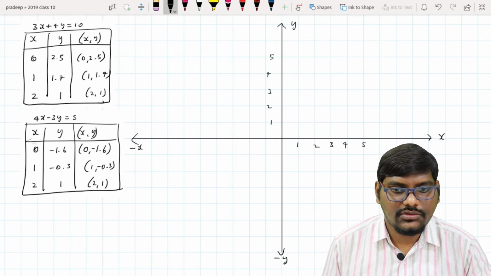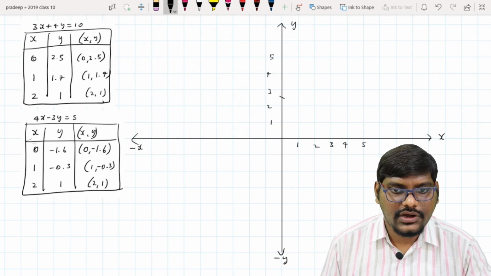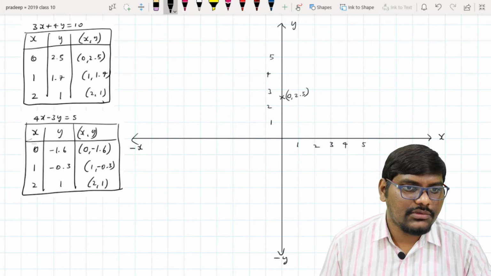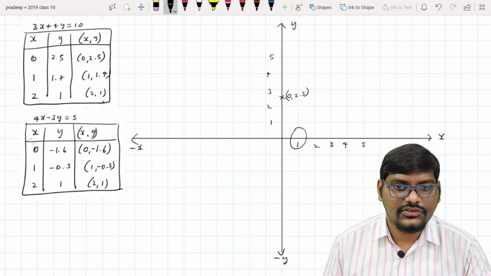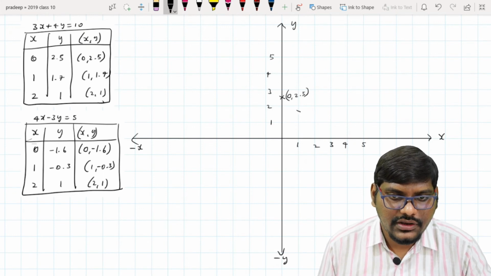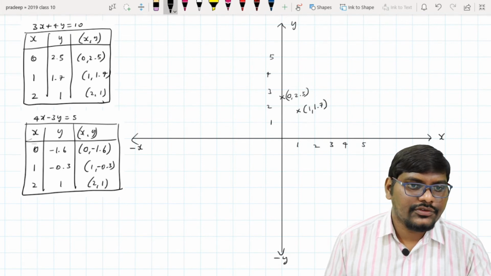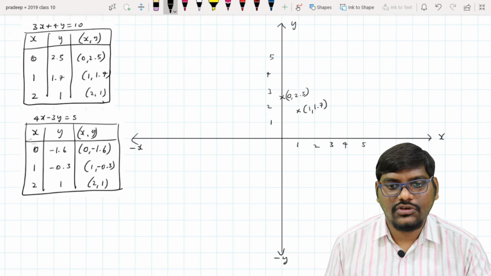So this is 0, 2.5. So 0.5 is here, 0, 2.5. This is the first point. Next is 1, 1.7. In x-axis 1 is here, 1.7 is over here approximately. This is 1, so this is 1.7. The third point is 2, 1.